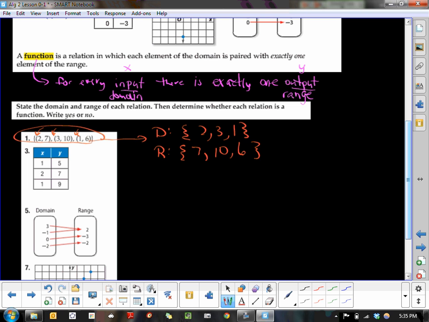Now I want to see, does this relation represent a function? Does it adequately meet the definition of a function? For every input, is it paired with exactly one member of the output? I look at the ordered pairs, and I know that the 2 is paired only with the 7. It never gets paired with anything else. The 3 gets paired with the 10, and the 1 gets paired with the 6 only. So yes, it is a function.